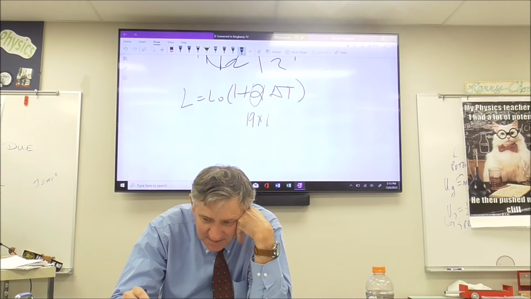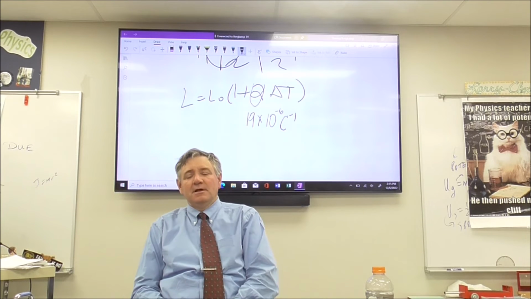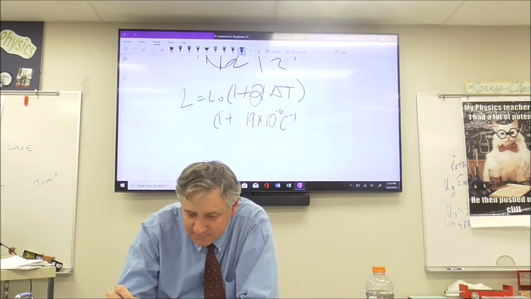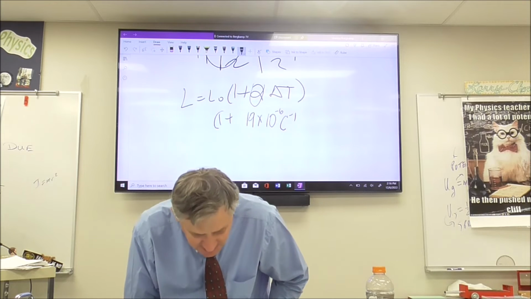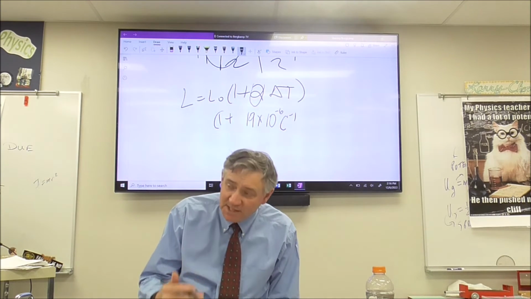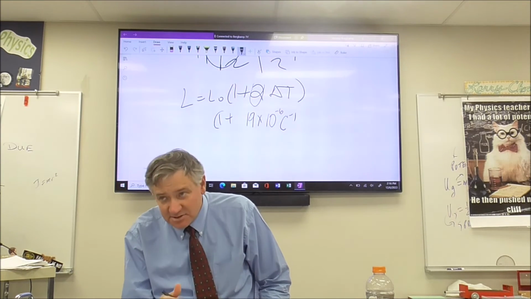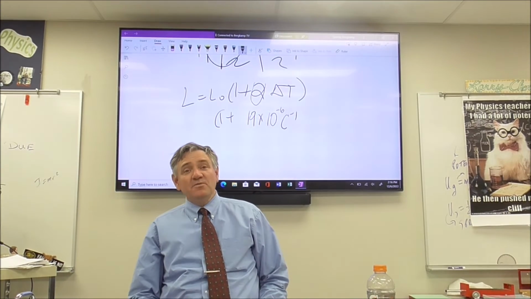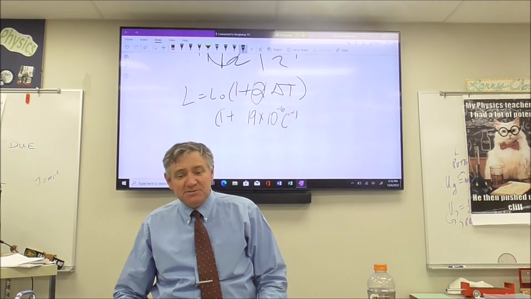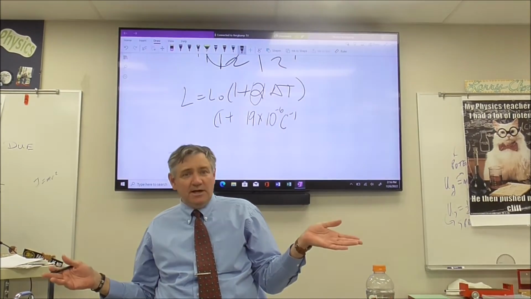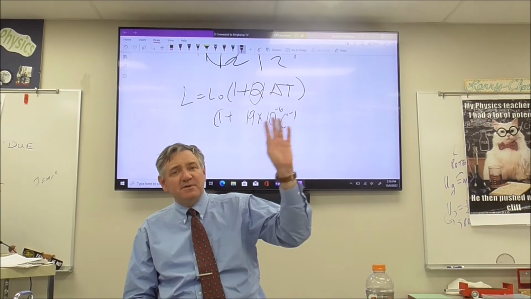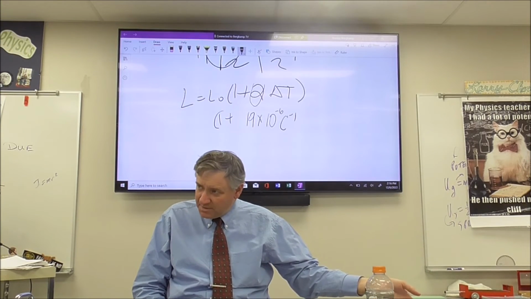Okay. So this is 19 times 10 to the negative 6th, and it has units of Celsius to the negative 1. Okay? So here's how this works out. So this is going to be 1 plus alpha times delta T. Now, here's the deal. Notice that that is the change in temperature. It is not the temperature. I emphasize again, it is the change in the temperature. So this only works if the temperature changes. If the temperature doesn't change, there's no new L. And clearly, the bigger the change in temperature, the bigger the length is going to be.